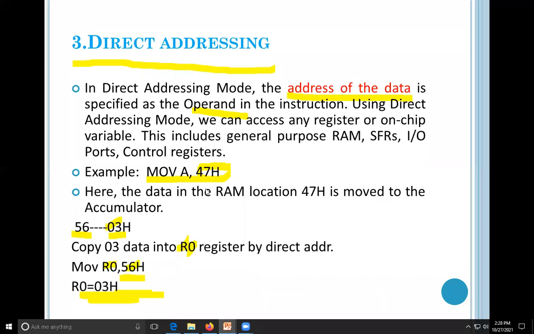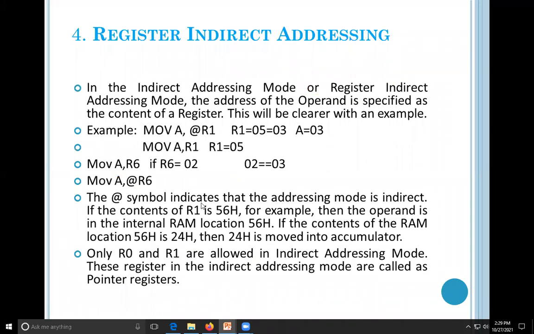So after removing the hash, this is not a value. This becomes a location, and at that location 03 is the value, and this 03 value is transferred to R0. This is called direct addressing mode.